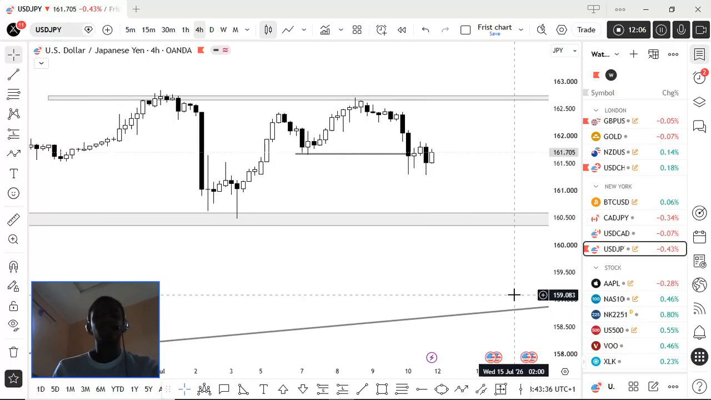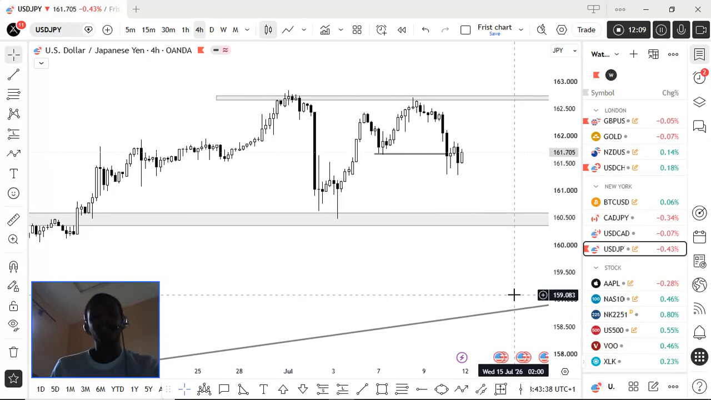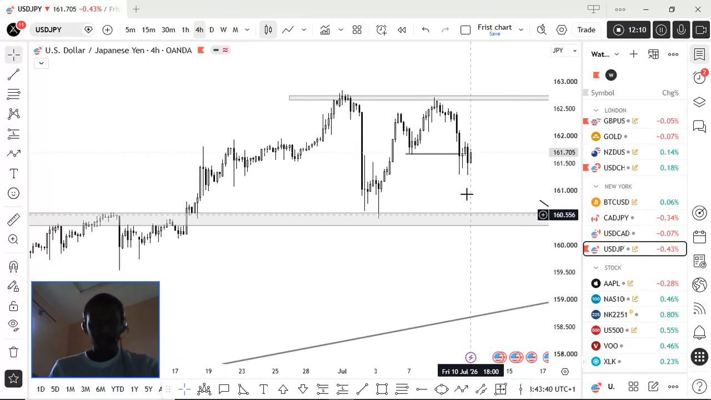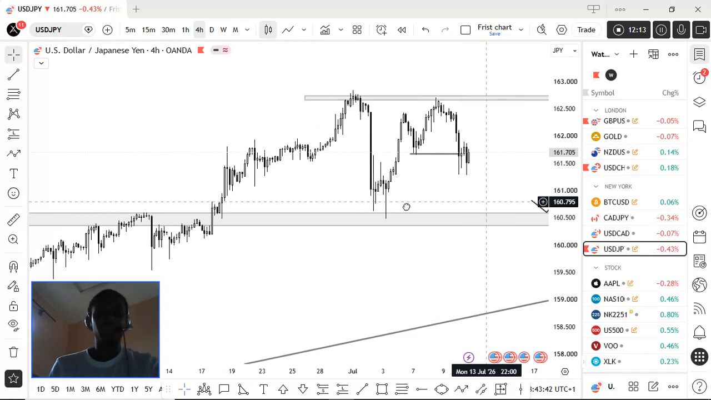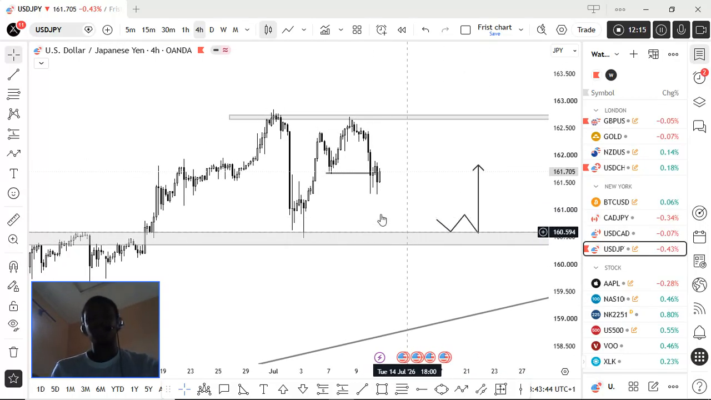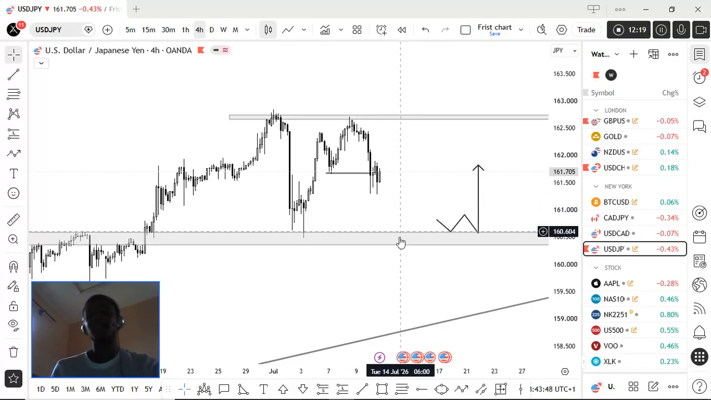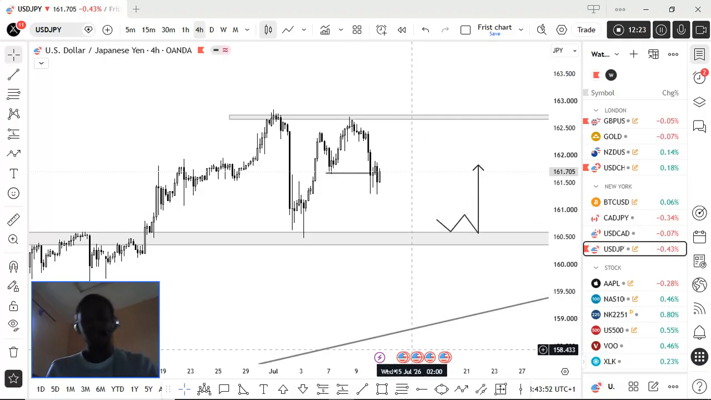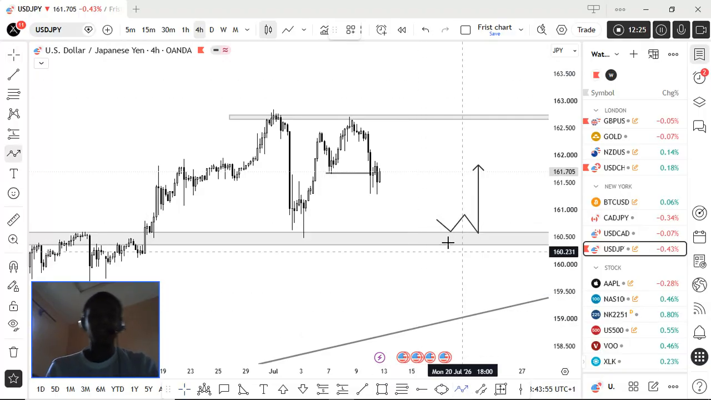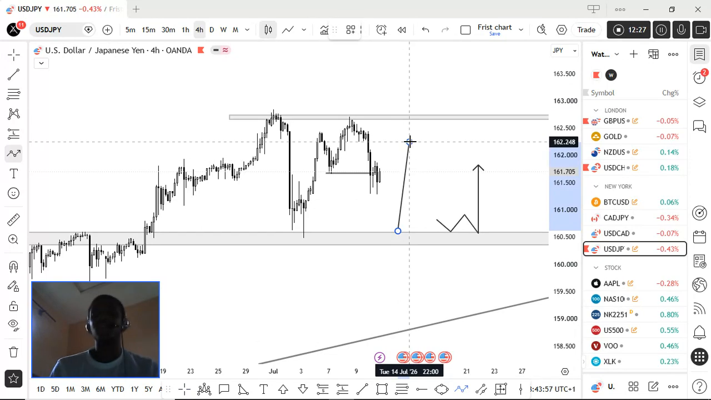So what you're going to do is just be very patient. This trade might play out maybe at the end of the week, during Thursday, Friday, or next week. So this Sunday, while starting a new week, we're just going to wait for it to come back to support and buy. Wait for it to come back here, then you buy. So that is all for USDJPY.